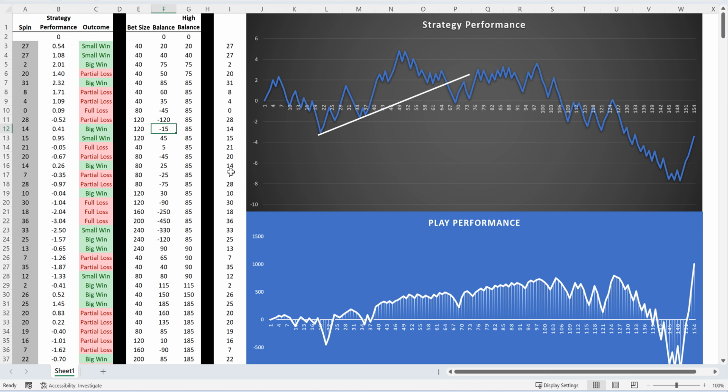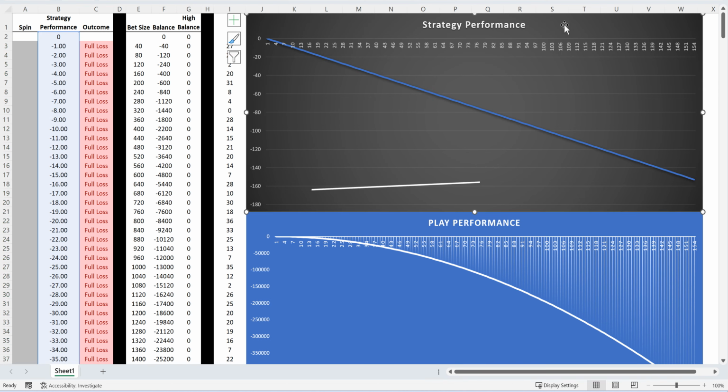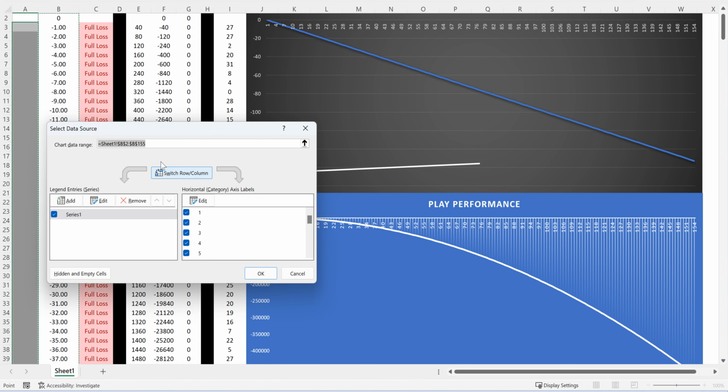But now I'm going to draw this just to give some more examples so we can see more than just one example. Move this down here. I'm going to delete these spins. I'm going to increase our charts up to 500 spins so we can see a bit more data.